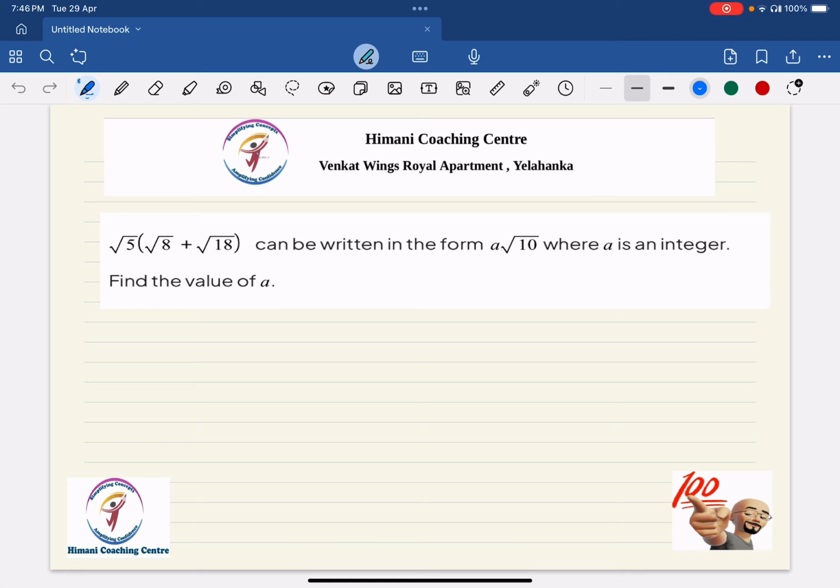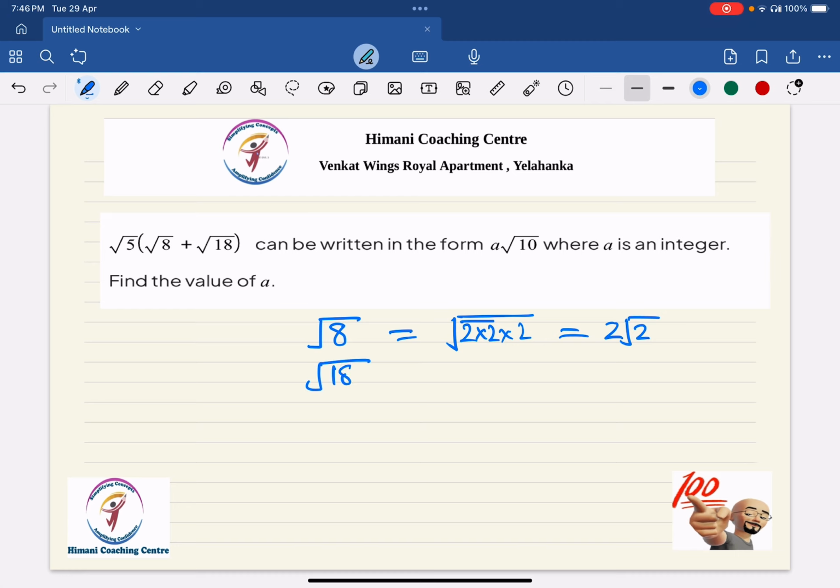Root 5 times (root 8 plus root 18) can be written in the form a root 10, where a is an integer. Find the value of a. Now the first thing we should do is see that root 8 is not in its simplest form. It can be written as 2 into 2 into 2, and for a pair, one 2 will come out, because 2 square rooted is 2. So root 8 can actually be written as 2 root 2.